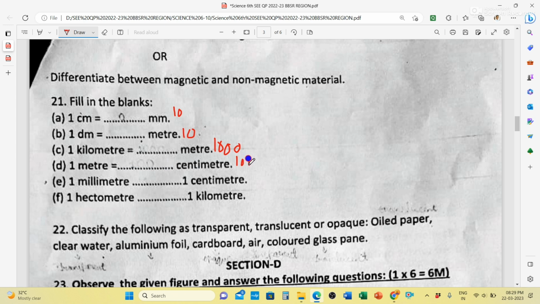This is a very easy question. 1 millimeter equals dash centimeter. 1 millimeter equals 0.1 centimeter, because 1 centimeter equals 10 millimeters. So 1 millimeter will be equal to 0.1 centimeter. 1 hectometer equals dash kilometer. 1 kilometer equals 10 hectometer. So 1 hectometer will be 0.1 kilometer.